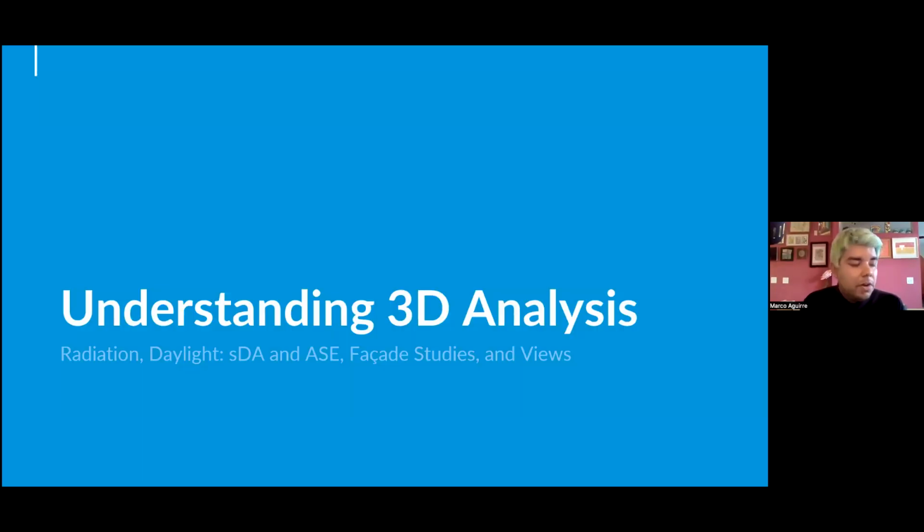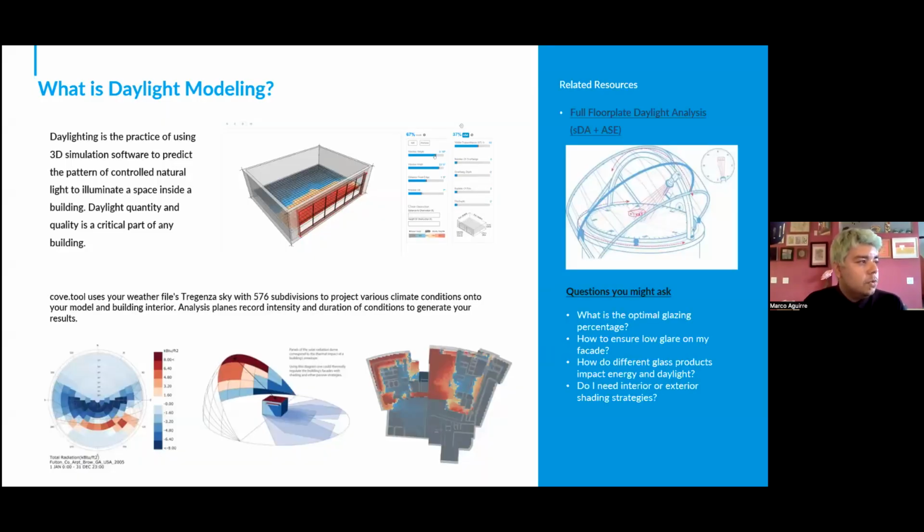So that was the energy modeling. Now daylight modeling, again, is just a software prediction of the pattern of controlled daylight coming into your space. It's all about looking at quality, so how much light is coming in, and is it the kind of light we need? There's a really big difference between beneficial and non-beneficial daylight.